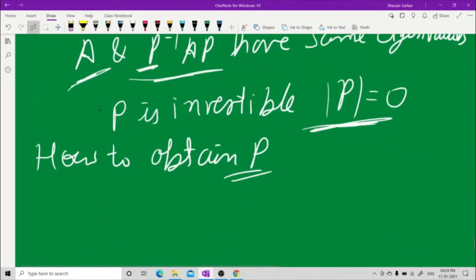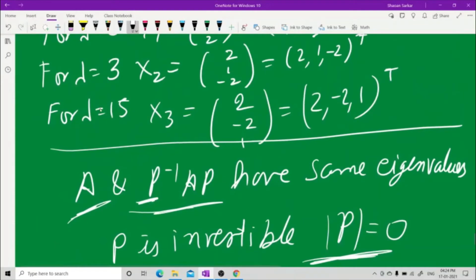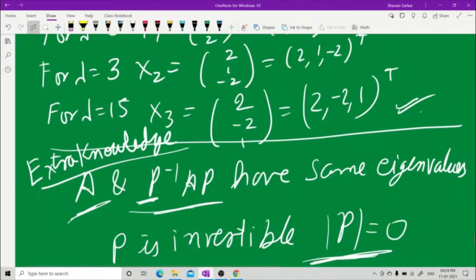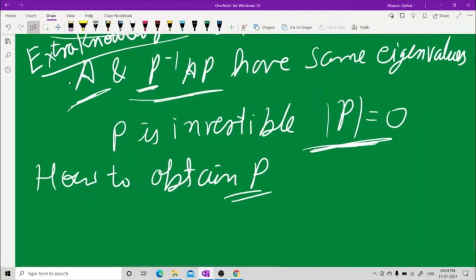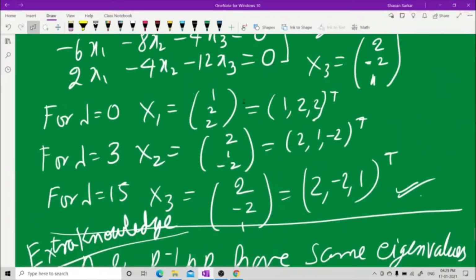Your answer in the question paper will finish here. This is extra knowledge for you. Though it is not of much use in your syllabus, still, since P is invertible, how to obtain P? Write P in this manner. What was your first vector? You can write this one first as the first column, or this one first. That's your choice.